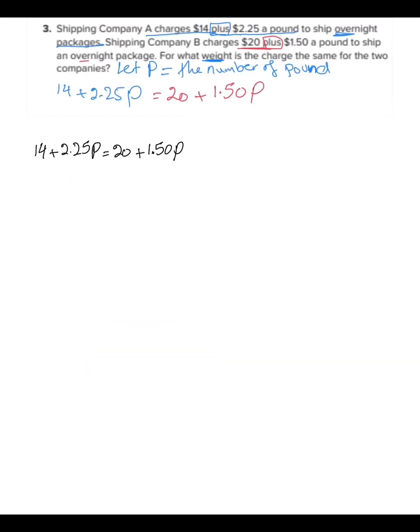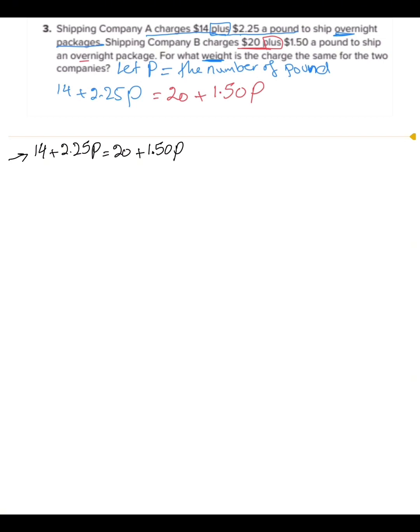Question number 3. P is the number of pounds, and this question is for writing the formula. 14 plus 2.25p equal 20 plus 1.50p. So first I wrote the equation, I wrote the formula there. As I said, you must put the variable on one side and the number on the other side, no matter which number you start from.